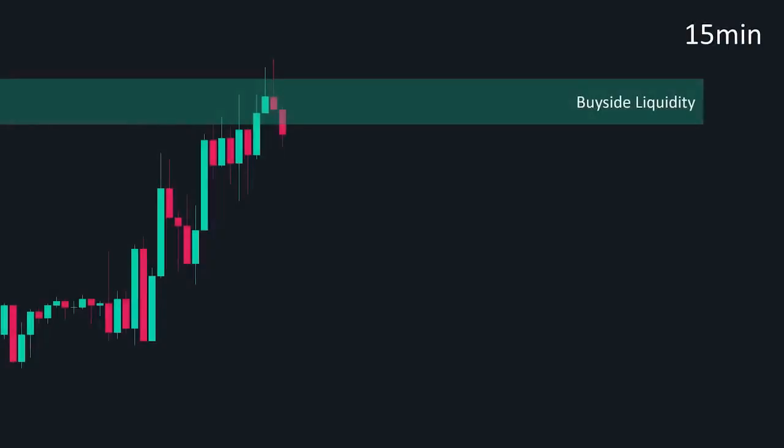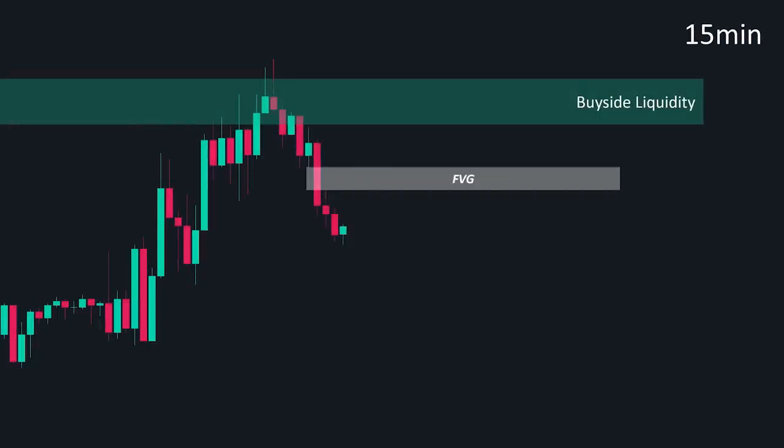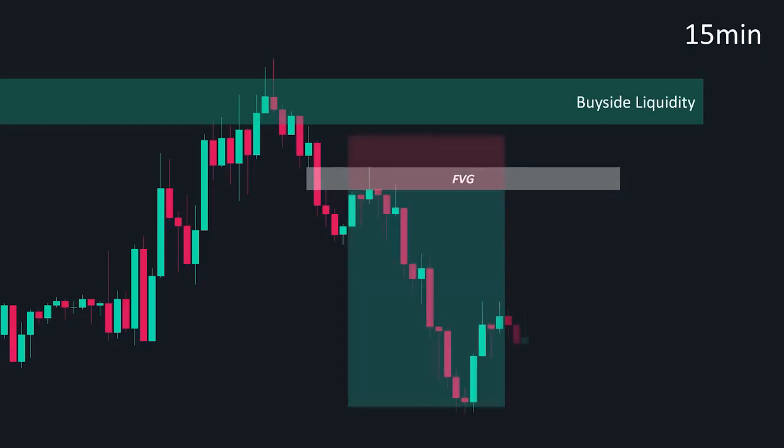Then, zoom into the lower time frame and look for fair value gaps that formed right after the sweep. These gaps show imbalance and can act as entry zones. If it's a bearish scenario, for example, after a sweep above a buy-side liquidity level, look for a gap and signs of a reversal. Once confirmed, you can open a short trade. Place your stop loss above the high of the sweep and target the next key level or sell-side liquidity below.